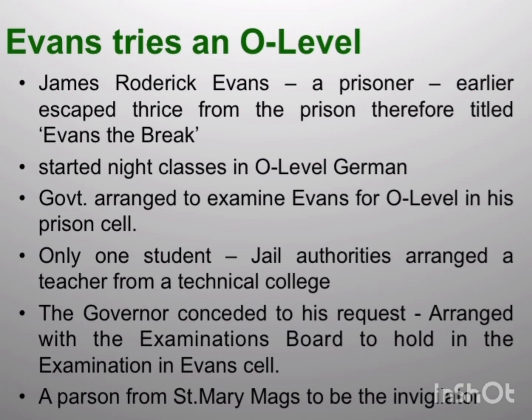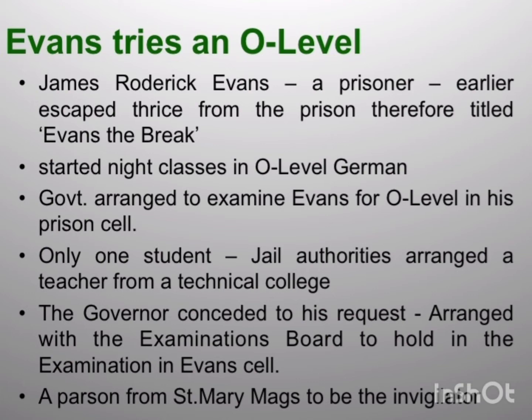Finally, the cell of Evans was turned into the examination room. A parson from St. Mary Mag's was to work as invigilator. The governor did not tell the secretary that Evans the Break had already escaped from prison 3 times. He would have done so from Oxford Prison if there had not been unrest in the maximum security establishment up north. The governor is very vigilant throughout, as he knows what Evans is capable of pulling off.